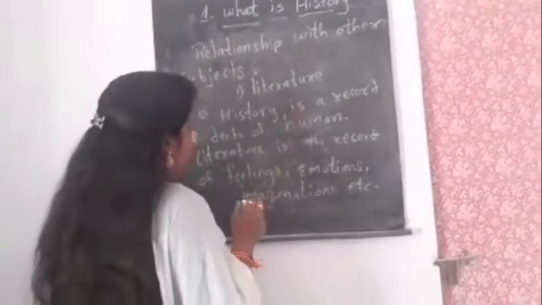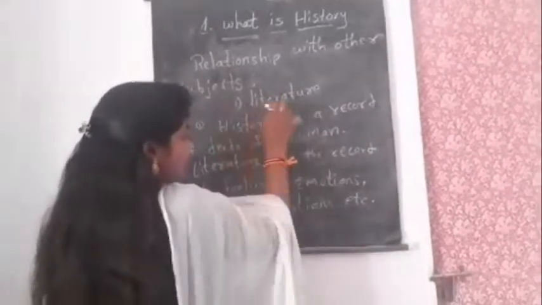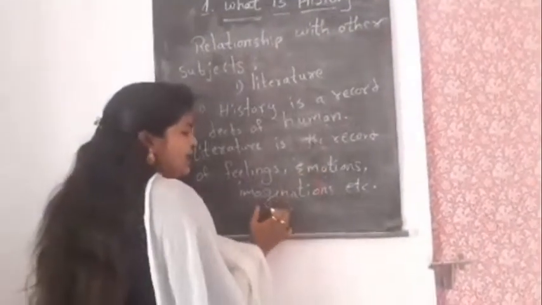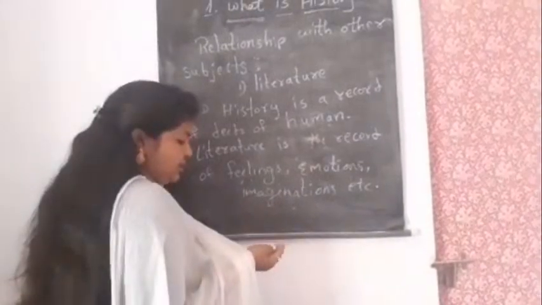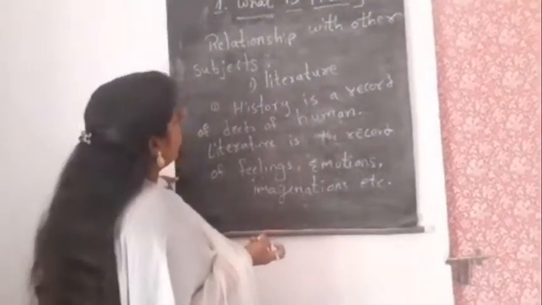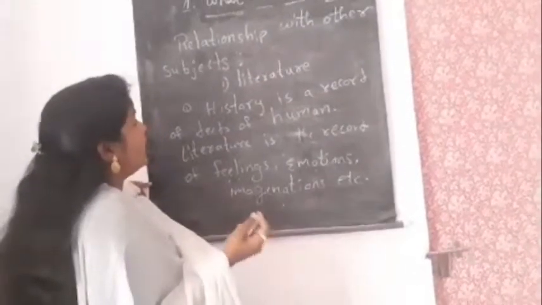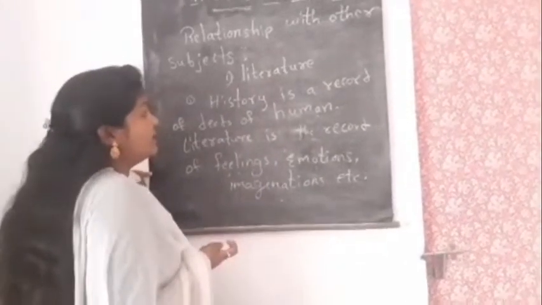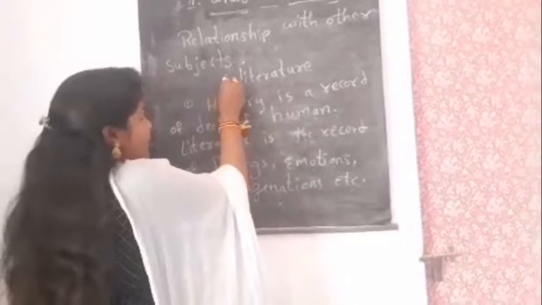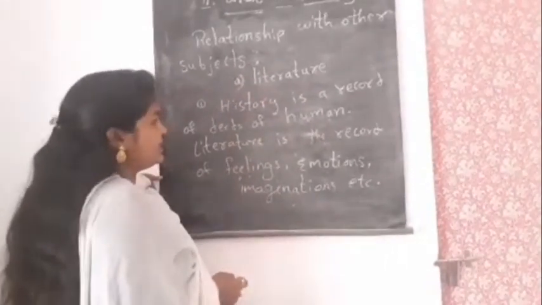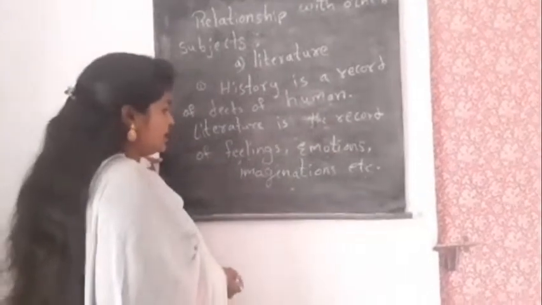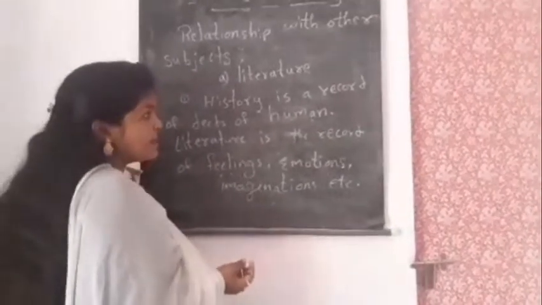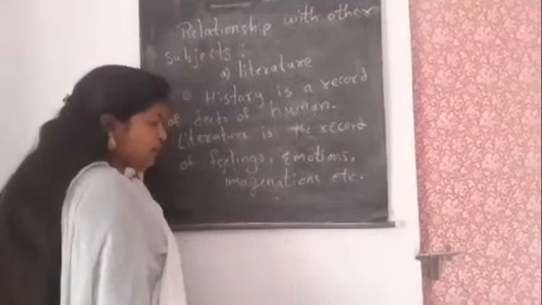Okay, these points on literature basis. History is a record of deeds of human. Literature is the record of feelings, emotions, imagination, etc. Please note this is also a 5-mark question. The question is, what is the relationship between other subjects? Please mention the side heading, and after the first point, literature. History is a record of deeds of human. Literature is the record of feelings and emotions and imaginations, etc. Now we are discussing political science. Clear?